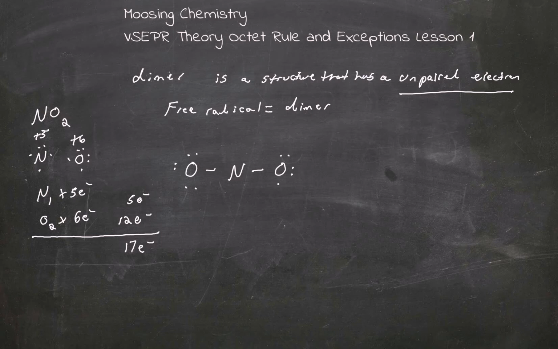So nitrogen has only got 4 electrons in there. Remember we said nitrogen had to have an octet. Well, there is an exception here. So what we're going to do is take this nitrogen and put these 2 electrons right here. So we're going to double bond this.